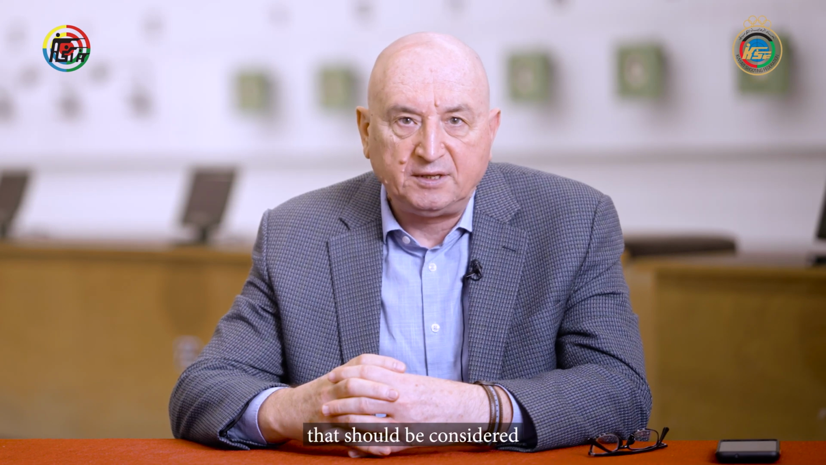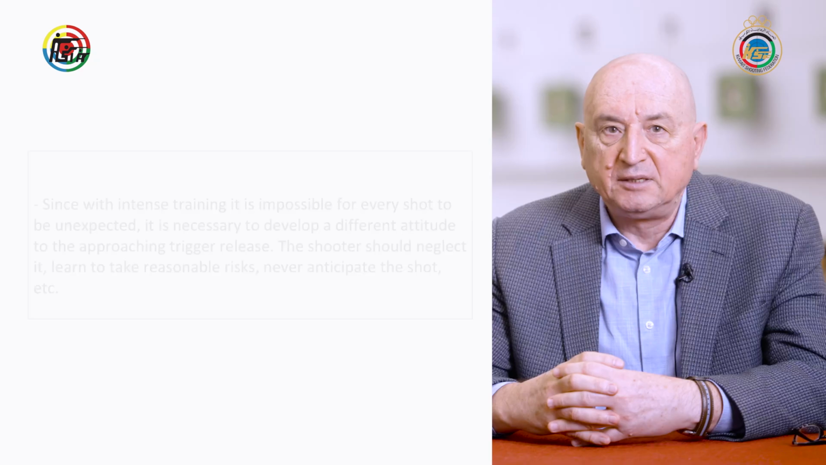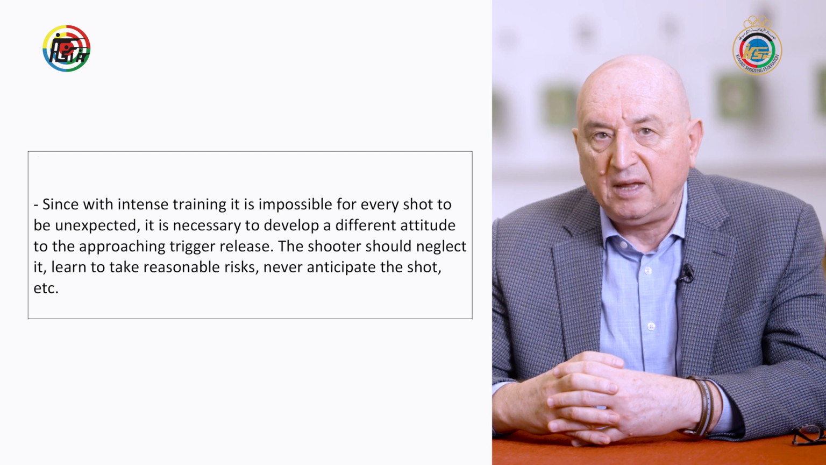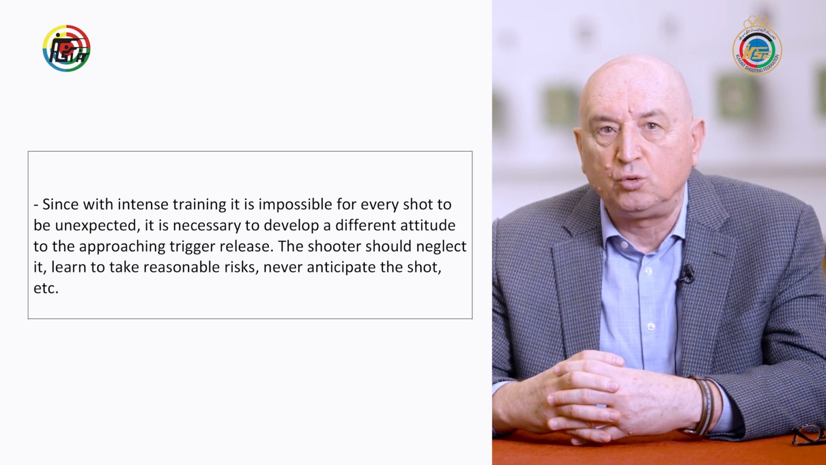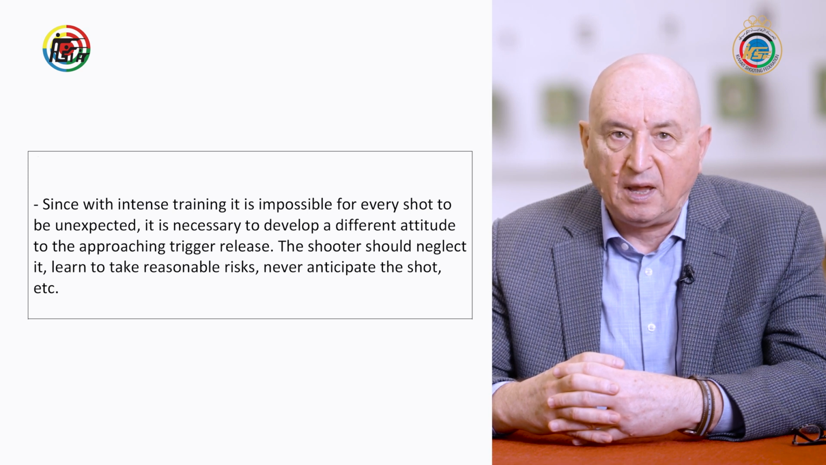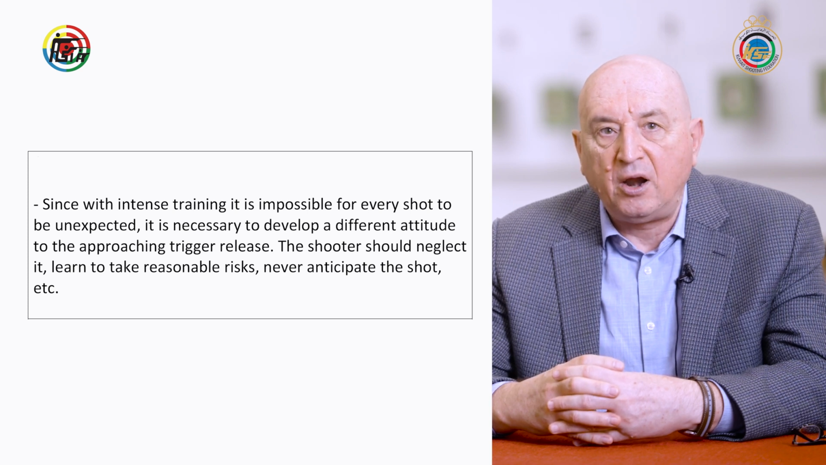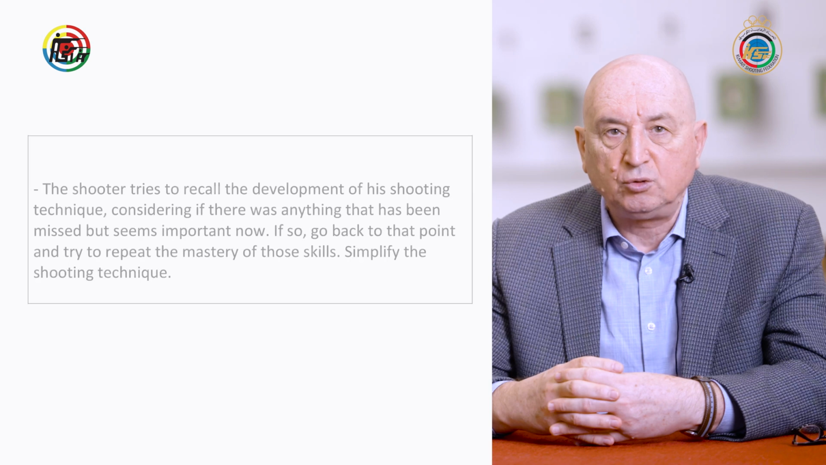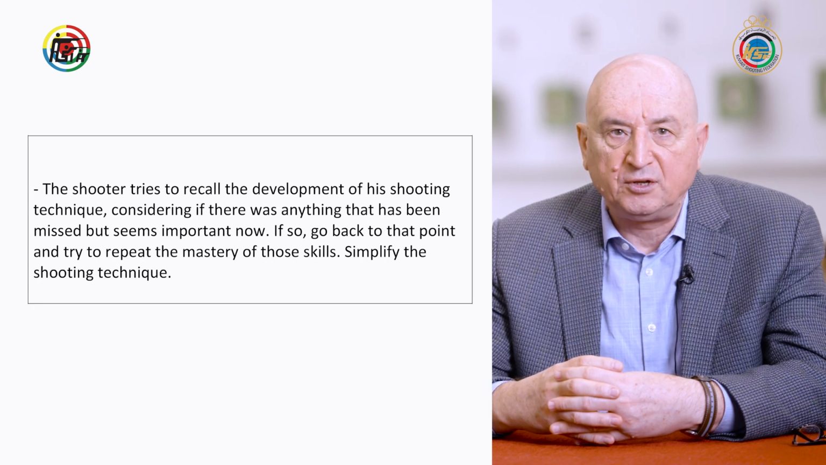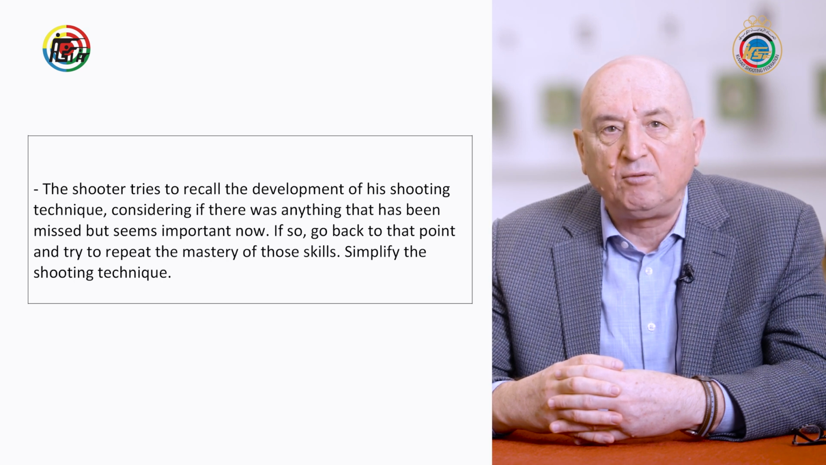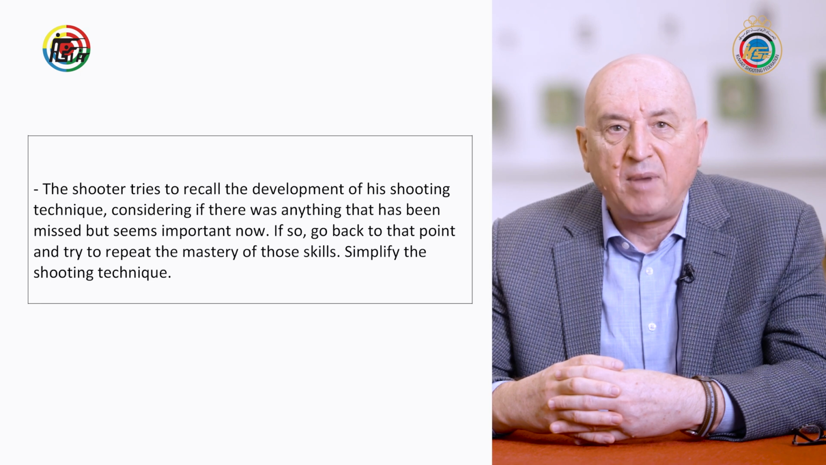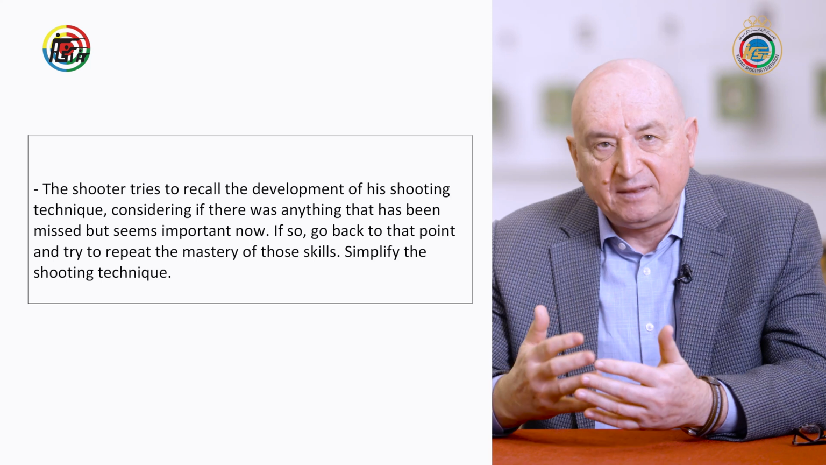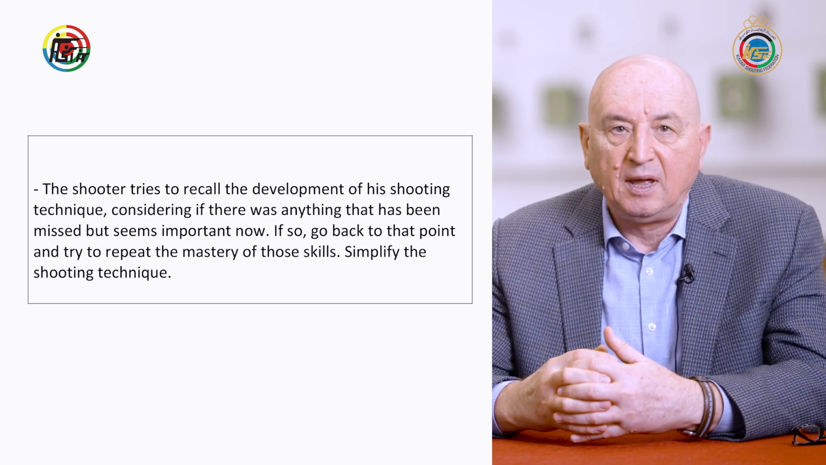These are the psychological points that should be considered. Since with intense training it is impossible for every shot to be unexpected, it is necessary to develop a different attitude to approaching trigger release. The shooter should neglect it, learn to take reasonable risks, never anticipate the shot, etc. The shooter tries to recall the development of his shooting technique, considering if there was anything that has been missed but seems important now. If so, go back to that point and try to repeat the mastery of those skills. Simplify the shooting technique.